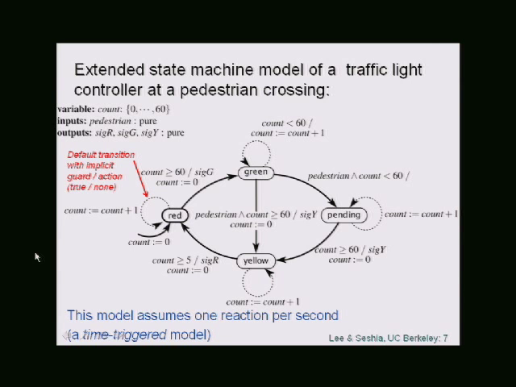Okay, so this is often done, but the implicit part of this picture is that this transition is taken as soon as it's enabled, right? And so as soon as count exceeds or becomes greater than or equal to 60, you make that transition from the green state to the red state. This is another thing which is not explicitly stated in the diagram, okay?